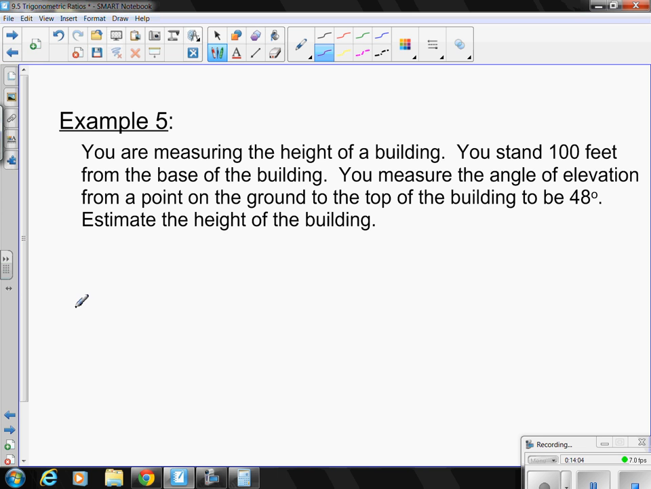You're measuring the height of a building and you're standing 100 feet away from the base of the building. You measure the angle of elevation from a point on the ground to the top of the building to be 48 degrees. Estimate the height of the building. With this much information, we can solve for x. This is a typical MCA question that you need to be very good at solving.